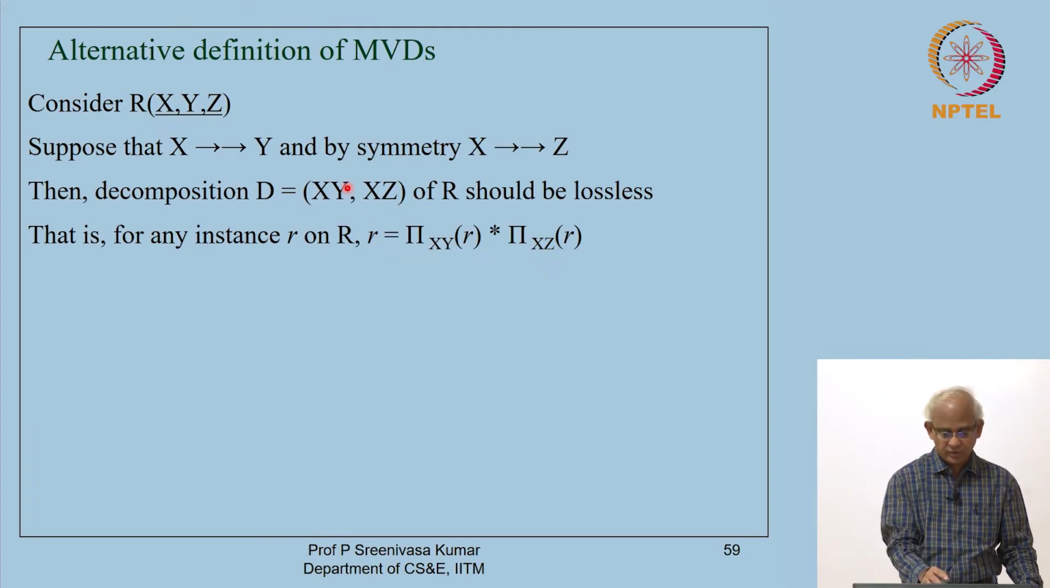we can now say that x multi-determines y if for any instance, R is actually equal to the projection of the original relation onto x y, natural join with the projection of the relation onto x z; that will be equal to R, right.